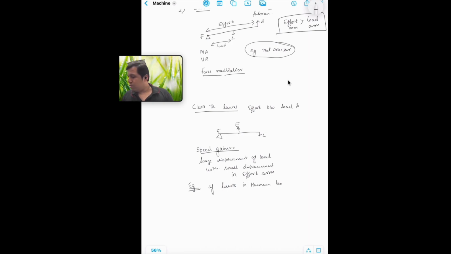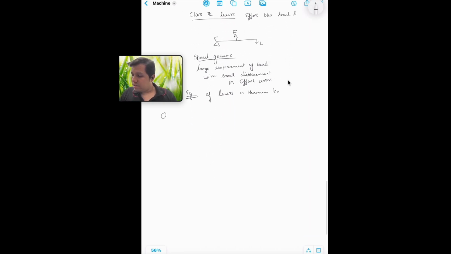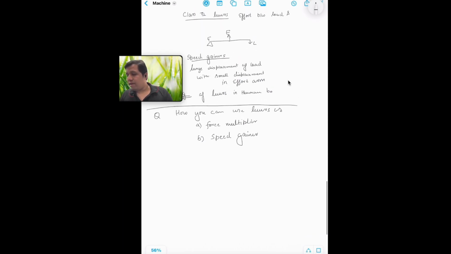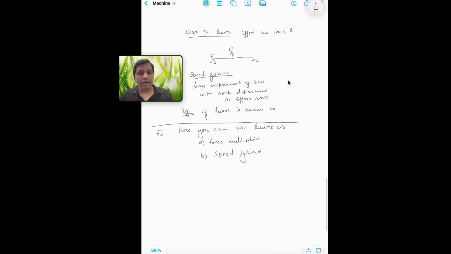So now the question for today is: how you can use levers as first, force multipliers, and second, speed gainer. Please send your answers to me. I'll be waiting for it. And then from tomorrow onwards, we'll be looking into some numerical calculations.